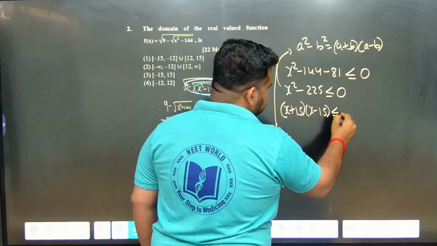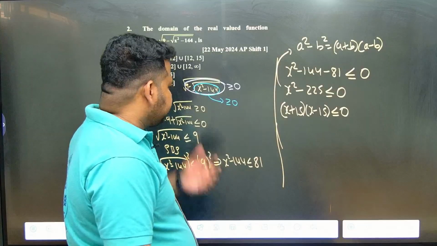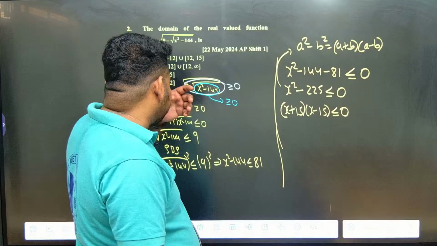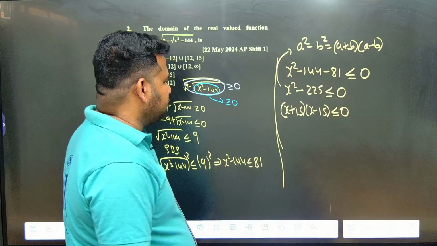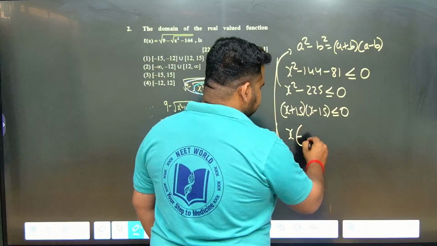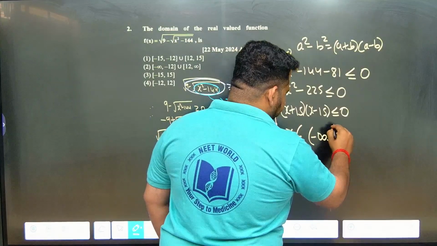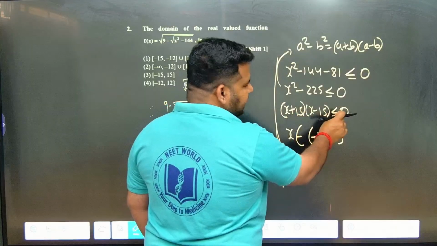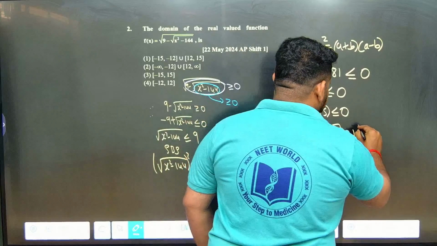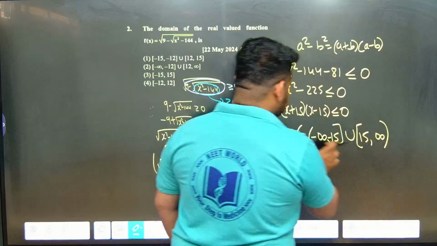So that is less than or equal to 0. (x + 15)(x − 15) is less than or equal to 0. So less than or equal to 0 means x belongs to, for this one I can write it as the open interval minus infinity to minus 15, and the interval should be closed because 15 is a vanishing point, and here it is less than or equal to, union the closed interval 15 comma infinity. This is what we will be having for this one.